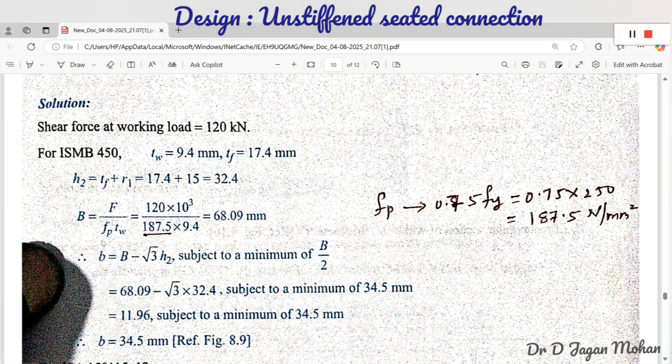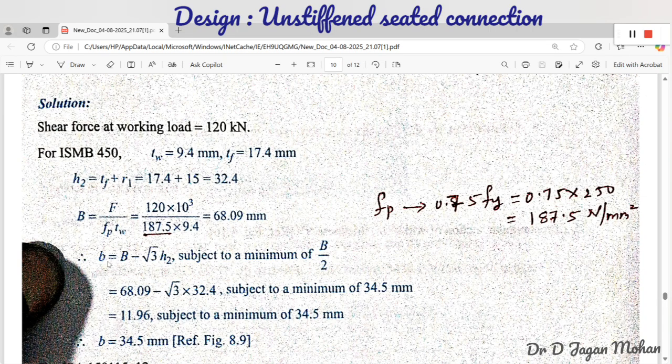Now we calculate the b. b is given by the formula F by Fp tw. F is the shear force, 120 kilonewton. Fp is 0.75 times Fy, the yield stress of the material, 250 Newton per mm square, multiplied by 0.75. Then the thickness of the web is 9.4 mm. So you will find the b value equal to 68.094, but the minimum should be considered.